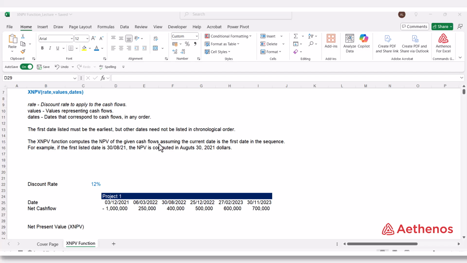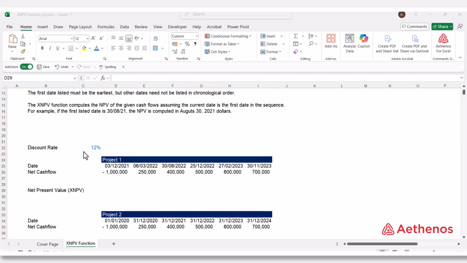And XNPV assumes the current date is the first date of the sequence. For example, if the first date is 30th August 2021, NPV is computed in August 30th, 2021 dollar terms. So the first date is the time zero and cash flows are calculated in terms of that date.